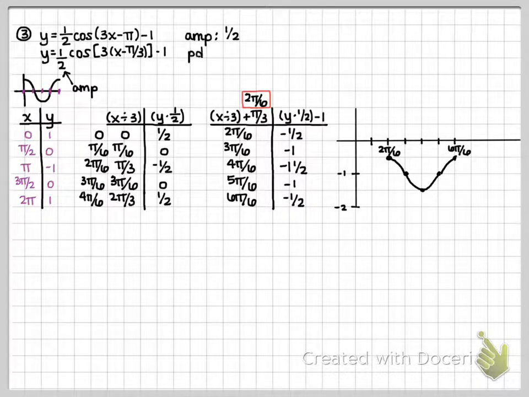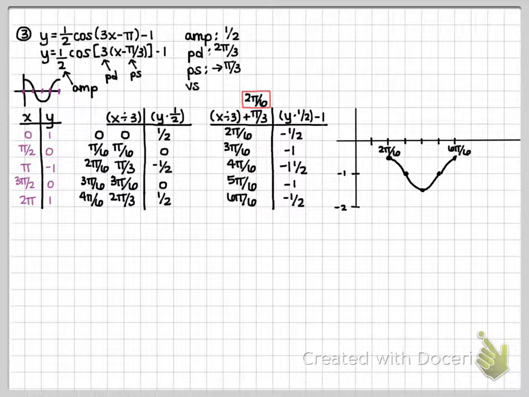Period. My period is going to come from that number. Well, it's not going to be 3. Remember that the period for a regular cosine graph is going to be 2 pi. So what I'm going to do is I'm going to do 2 pi over 3, which I can also see from the graph. Phase shift, well, it was the right and the left movement, so it's that thing inside. Looks like it's going to be right pi over 3.